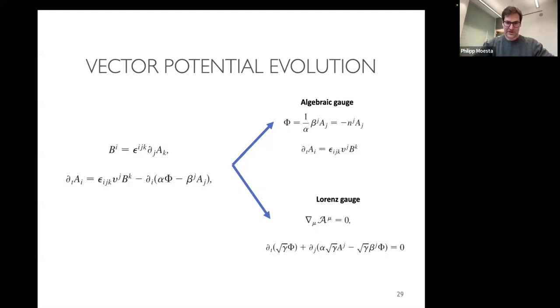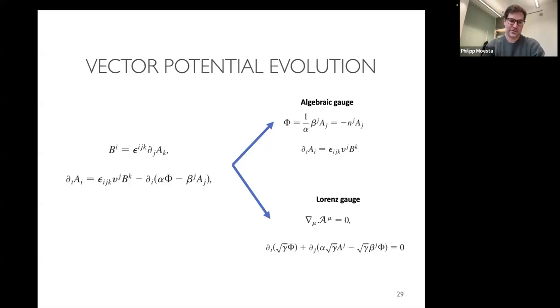So the final thing in this overview was what is called vector potential evolution. Here we make use of the fact that we can write down the magnetic field as the curl of an additional vector field called the vector potential. It's akin to how we can use the gravitational potential to have an overarching field that we use.